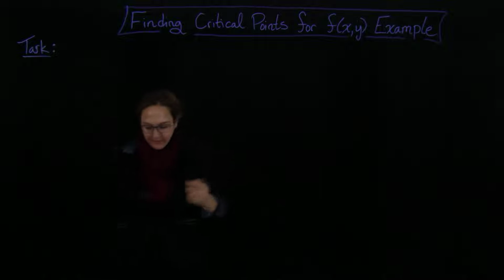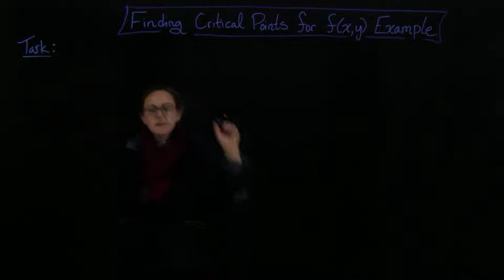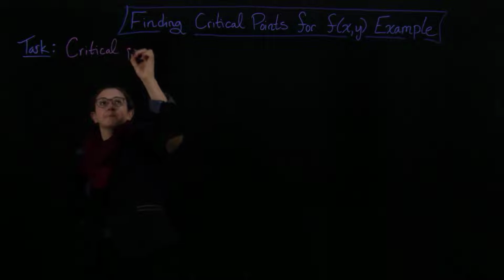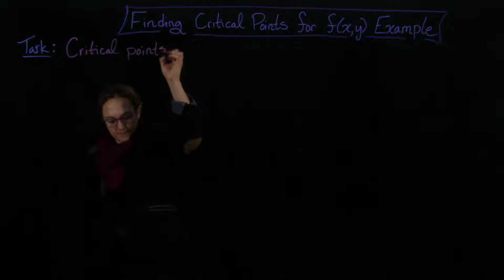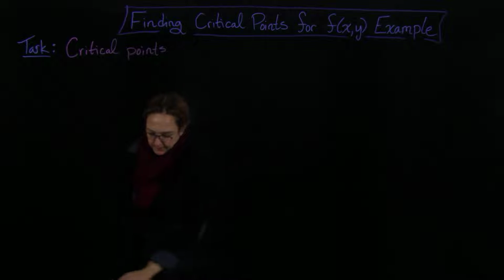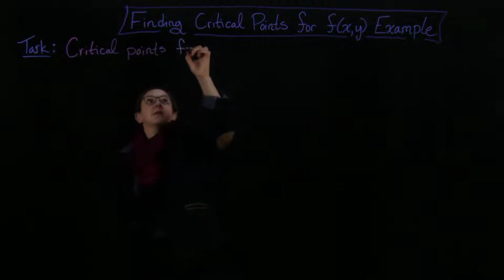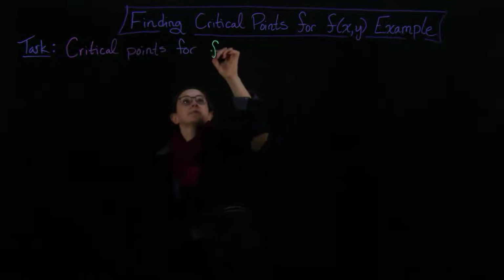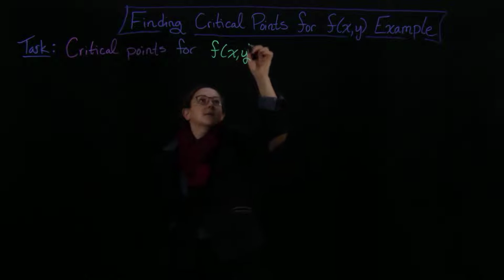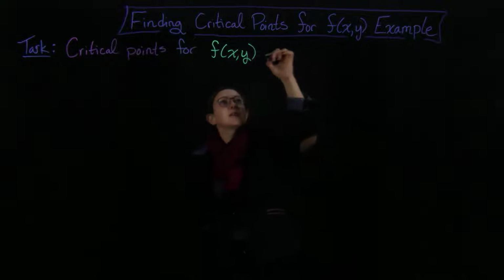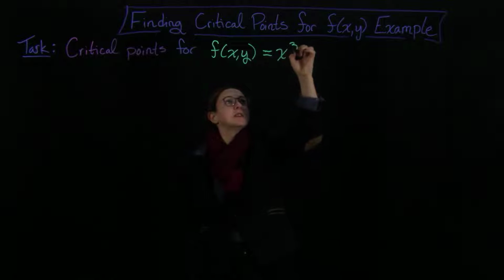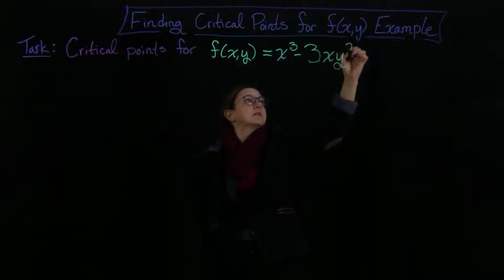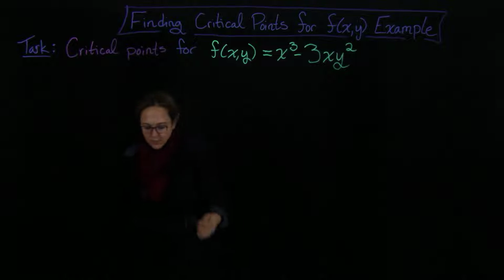We want to find the critical points, and I'll put them in red because we often have been putting critical points in red. So we want the critical points, and this is going to be for the function f of x, y. So f of x, y is going to equal x cubed minus 3x times y squared.